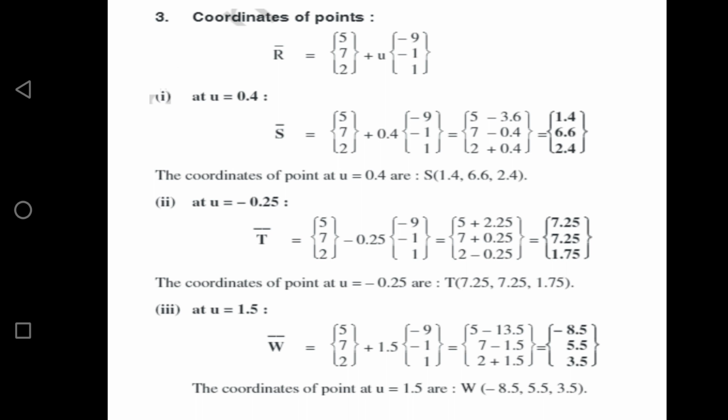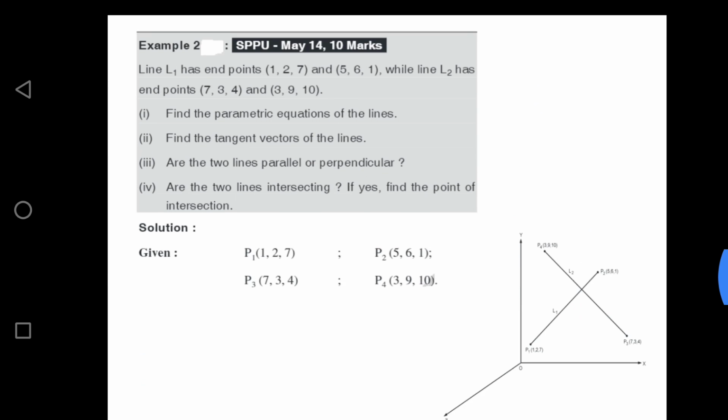So this is the way you have to find out the parametric equation of a line, the length of a line and the coordinates of the points at different parametric values. So this is a simple question. We can go for the next one, where you are exposed to finding the tangent vectors of the line and analyzing whether the lines are parallel or perpendicular, or whether the lines are intersecting or not. So this is quite important, also quite complex. So let's go for the second one.